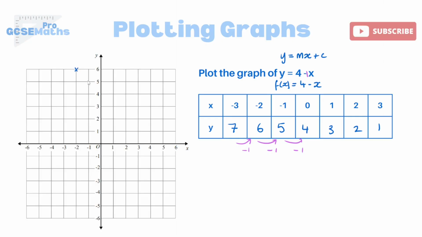-2, 6, -1, 5, 4. You can see where this is going to go. 3, 2, 1, and then I could also carry on to the end of my grid. So there's my line, I've plotted it. So you can do that if you have, obviously, a question on a calculator paper. It's a little bit easier than having to substitute in so many values.